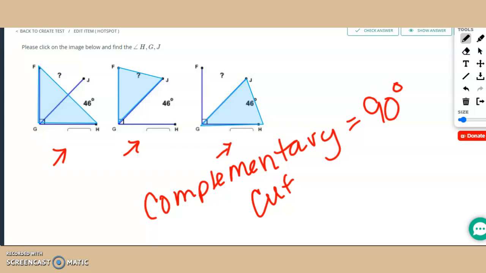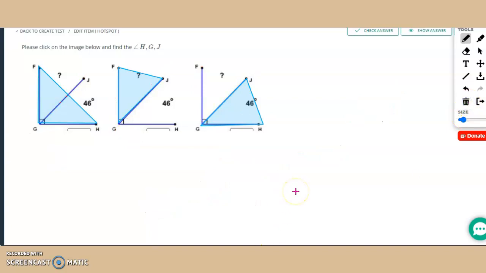Okay, as you notice, this is 90 degrees and it's been cut. This is 90 degrees and been cut. 90 degrees cut. So they've all been cut. Okay, so that's what that means.